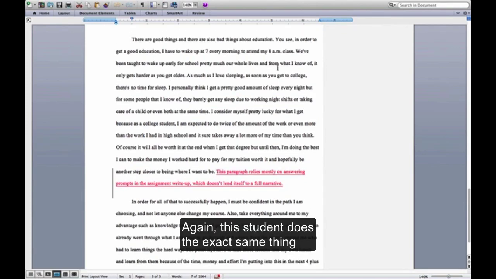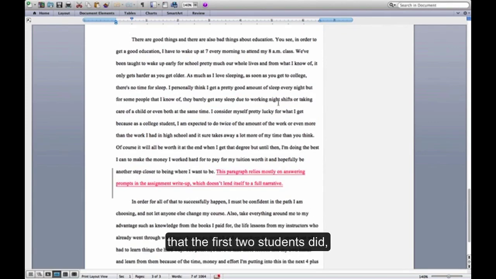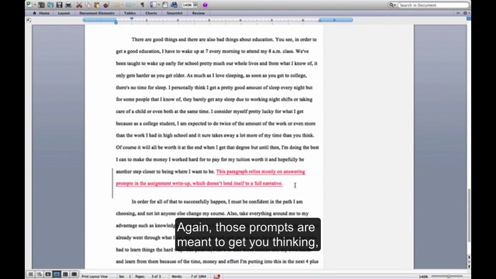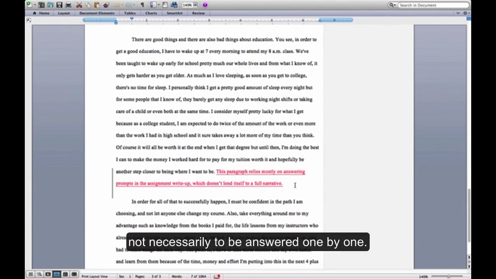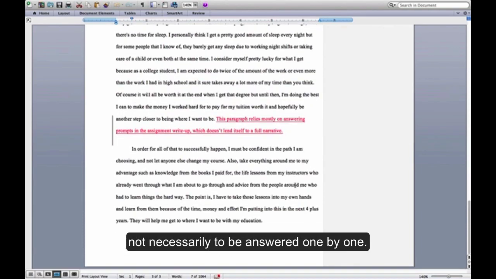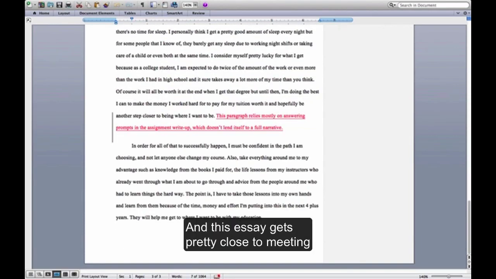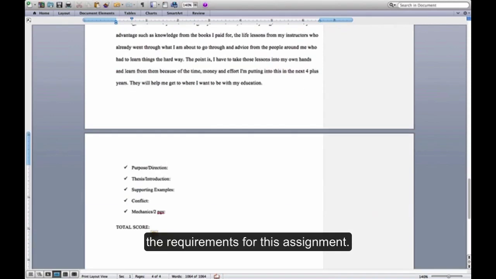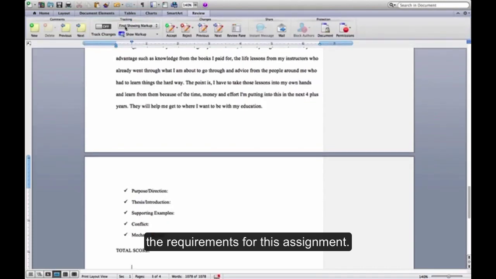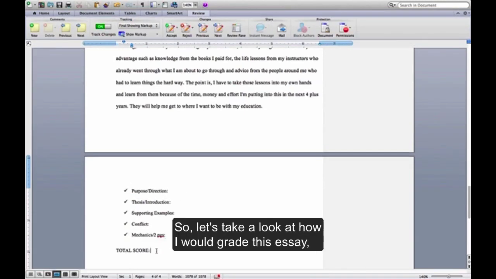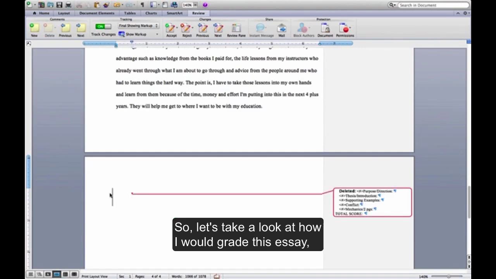Again, this student does the exact same thing that the first two students did, and that is really answering prompts that are in the assignment write-up. Again, those prompts are meant to get you thinking, are meant to be part of your pre-writing process, not necessarily to be answered one by one. And this essay gets pretty close to meeting the requirements for this assignment. So let's take a look at how I would grade this essay.